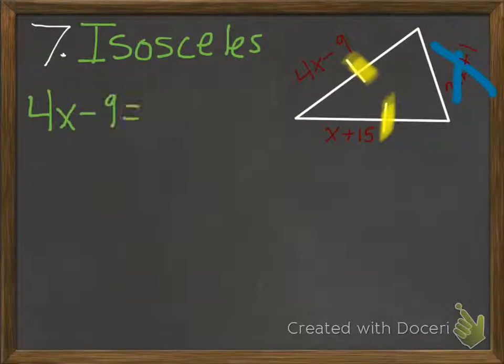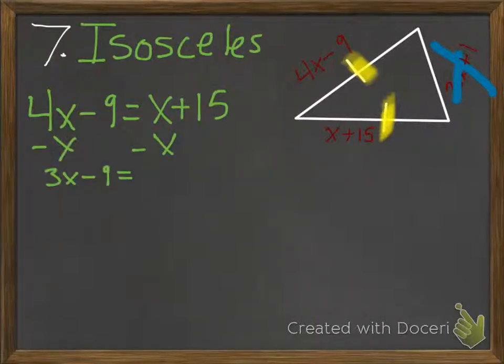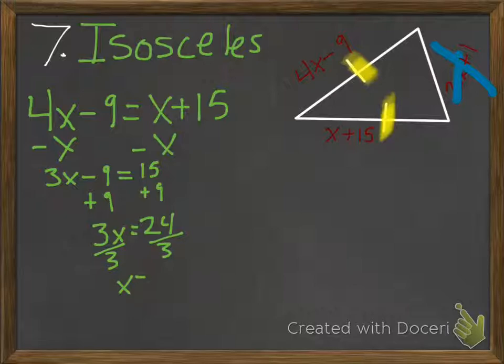Alright, we would do 4x minus 9 equals x plus 15. The very first thing you're going to do is get the x's together. Okay, then you get 3x minus 9 equals 15, so I'm going to add 9 to both sides. You end up with 3x equals 24. So that's 3 times x, so we've got to divide both sides by 3, and we get x equals 8.